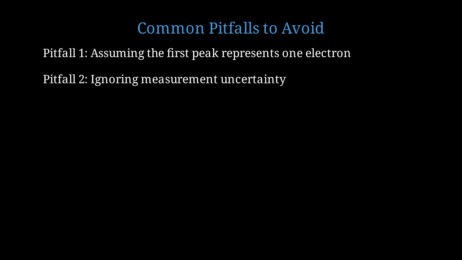Pitfall 2. Every measurement has uncertainty. If your candidate elementary charge is 1.6 and you measure 1.58, that might still be consistent with 1e if your uncertainty is plus or minus 0.05. Use error bars. Pitfall 3. Don't overinterpret small datasets. With only 5 data points, you can convince yourself of almost any pattern. Statistical significance requires adequate sample size. Be humble about what small datasets can tell you.